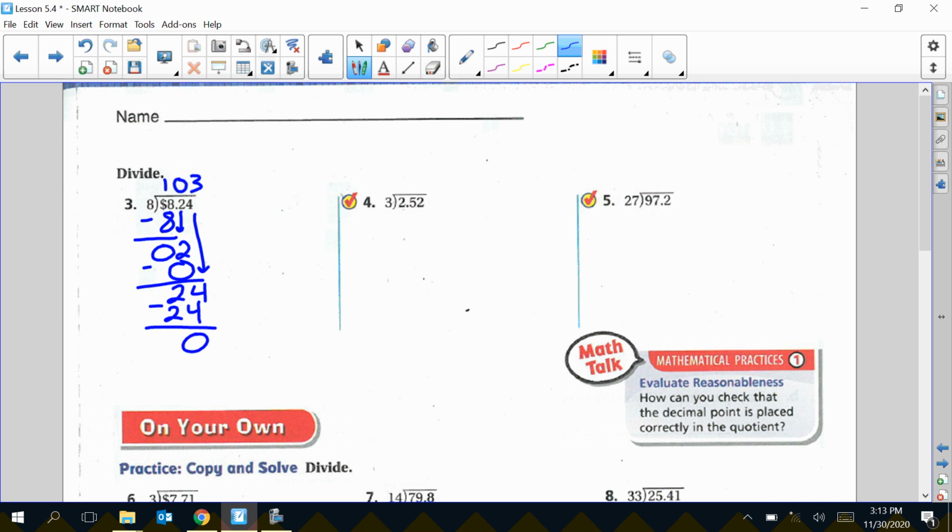Remember, you always take your decimal point straight up into your quotient. 1.03, or 1 and 3/100. But since this is money, we're talking $1.03.